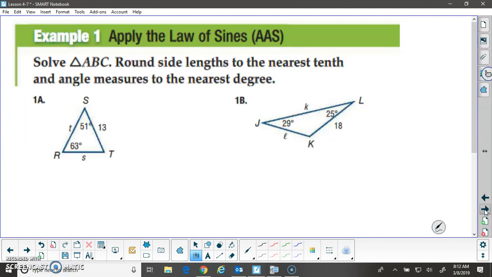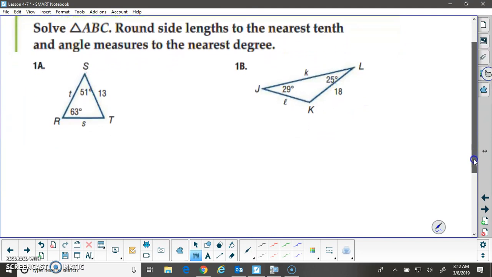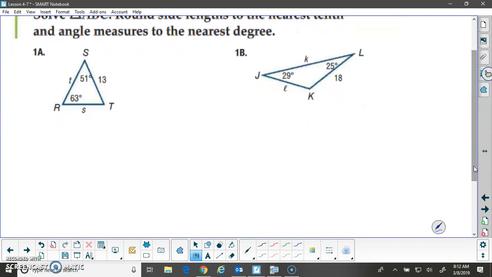All right, example 1 says to solve the triangle ABC, round your answers to the nearest tenth and the angle measurements to the nearest degree. So you can see on 1A, we have two angles and one side length. So we have to find angle T right here, and we'll also need to find length T and length S.